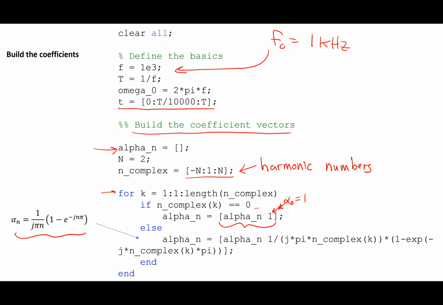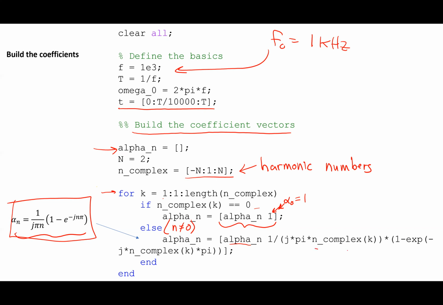Okay, so maybe I should start with the else statement here. The else statement is basically for n not equal to 0, where I'm using this formula right here, right? So notice what I have: whatever my existing alpha n vector is, and tack on to it 1 over j pi times my value of n.